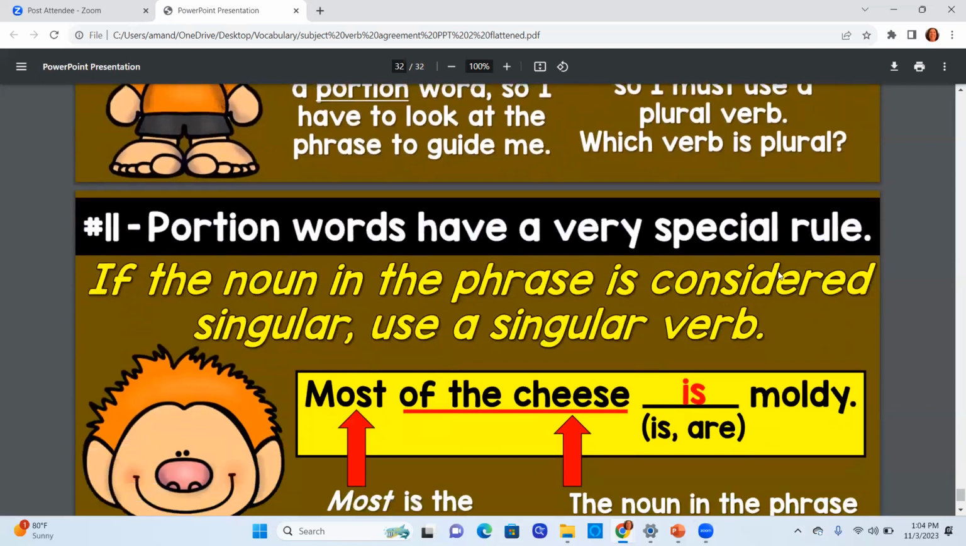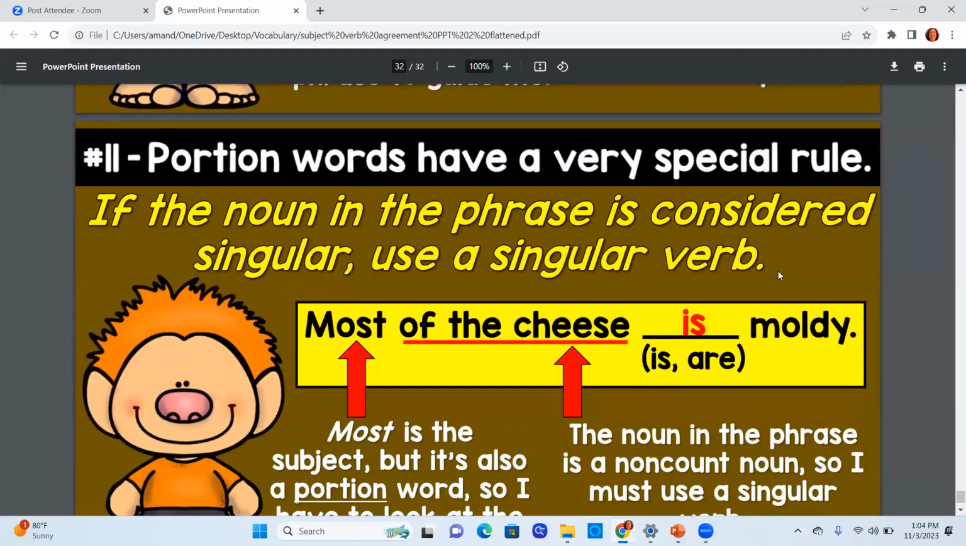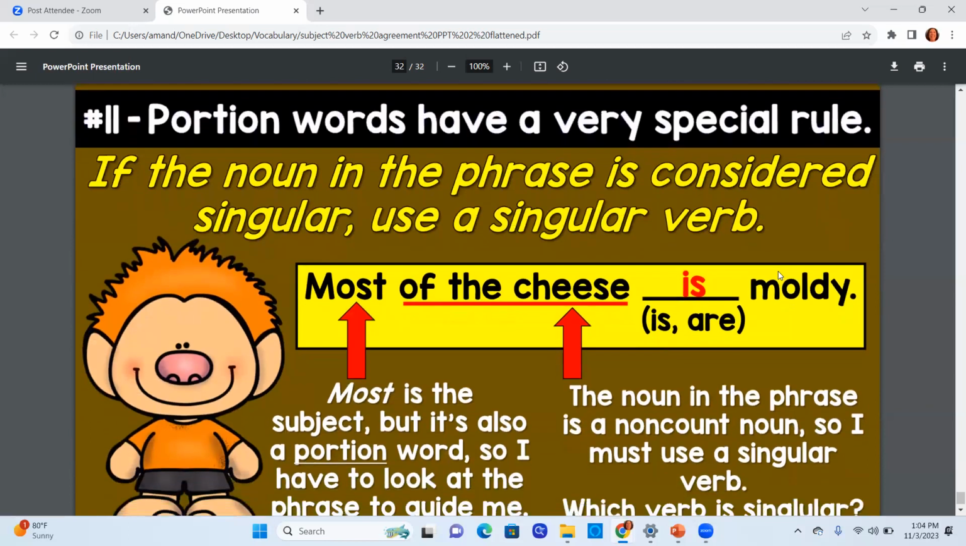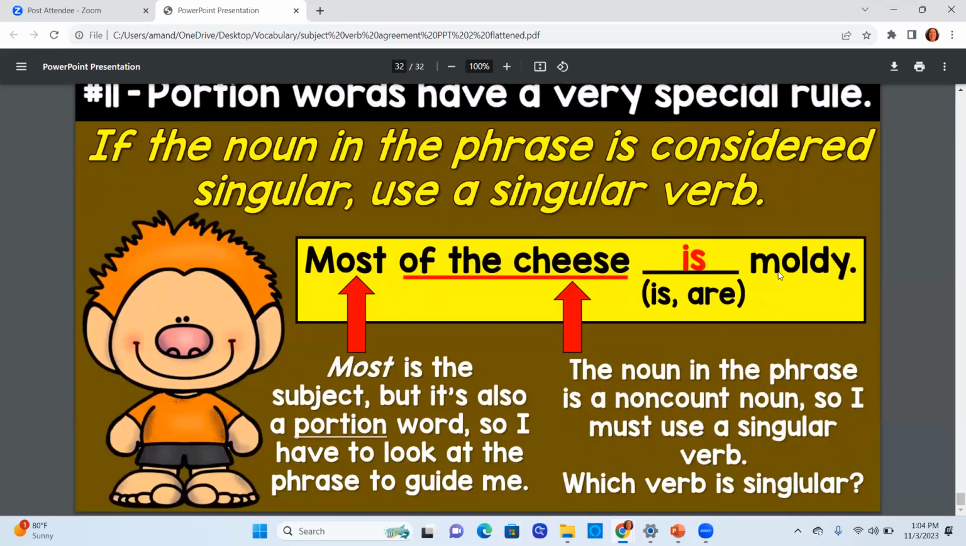And portion words have a very, very special rule. I know I keep repeating that, but I'm trying to drill it into your head. If the noun in the phrase is considered singular, use a singular verb. Most of the cheese is moldy. Most is the subject, but it's also a portion word. So I have to look at the phrase to guide me. And so again, the noun in the phrase is a non-count noun. So I must use a singular verb. And of course, we use is.